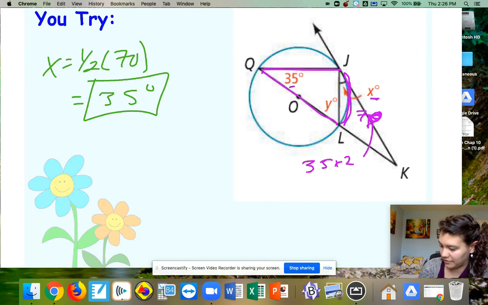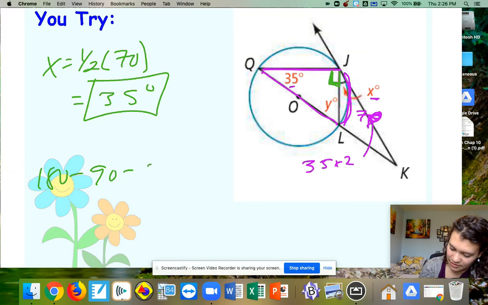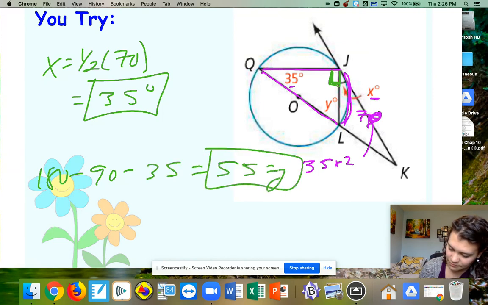And then y you can find by figuring out your triangle here. We have a right angle. You can do 180, subtract 90, subtract 35 to get 55 for y, right there.